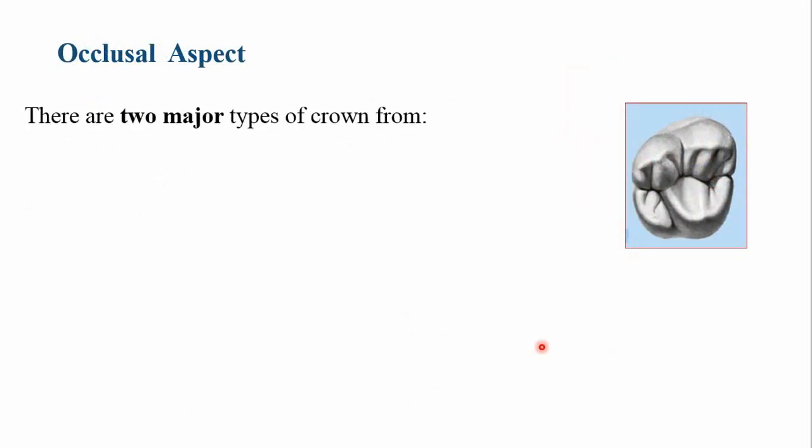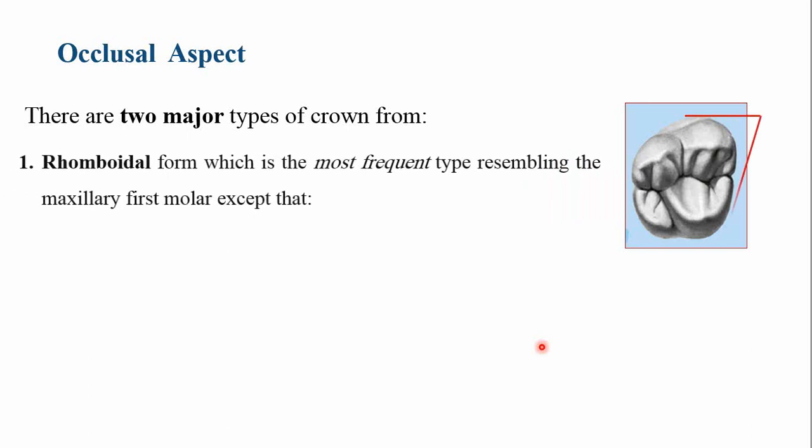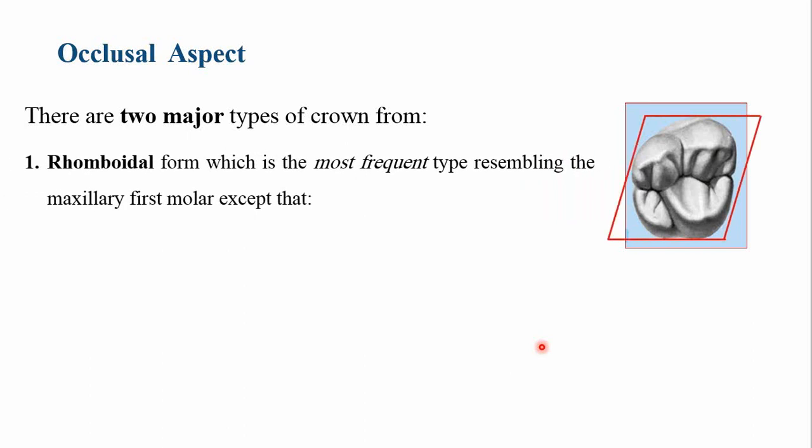Regarding the occlusal aspect, there are two major types of a crown form for the maxillary second. The first, which is the most common and frequent type, is the rhomboidal form. Just resembling rhomboidal outline for the maxillary first, the rhomboidal form is more accentuated. The acute angles are more acute and the obtuse are more obtuse.